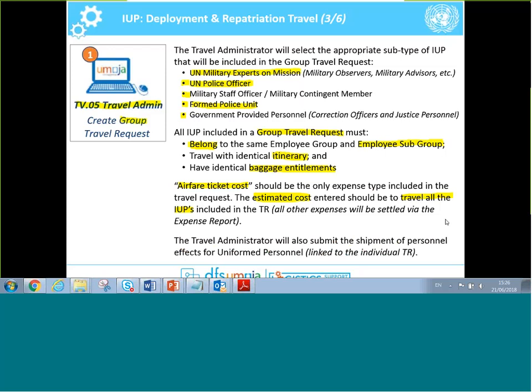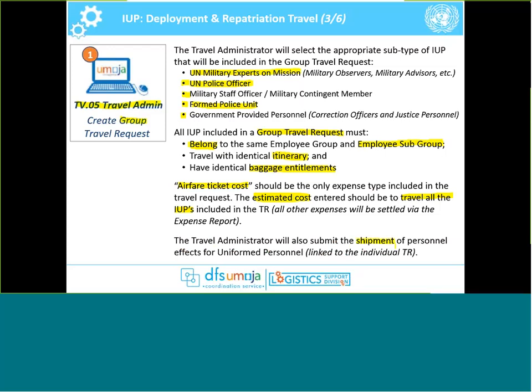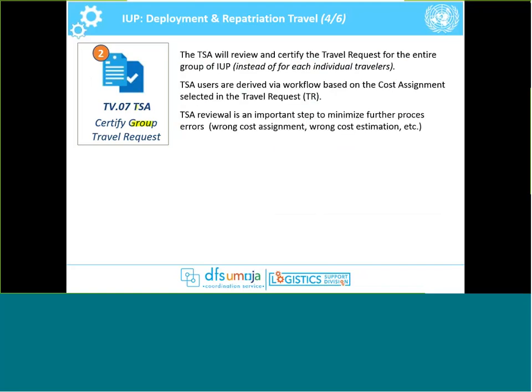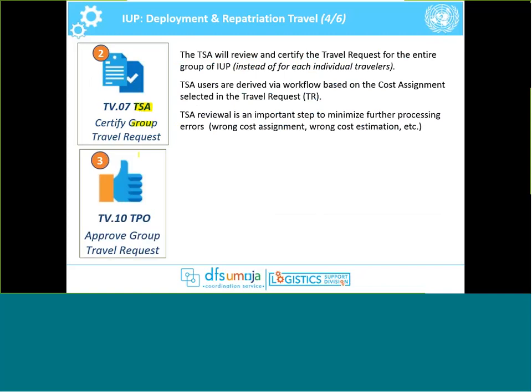And then the shipment, when the group travel request is approved, you as a travel administrator will also be allowed to raise a shipment request on behalf of the IUP. Once you have submitted the group travel request, it will have to be certified by the certifying officer, and the approval can be done as a group. So the TSA will only receive one request with the details of all the travelers. And the TPO, the same thing. They will receive one request for the entire group.